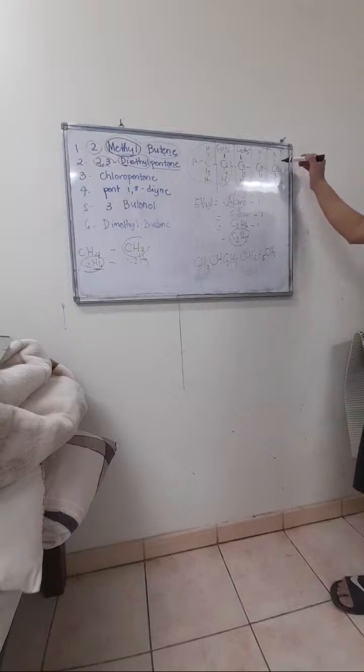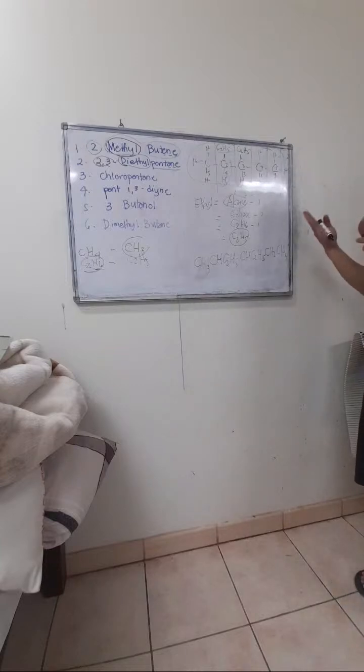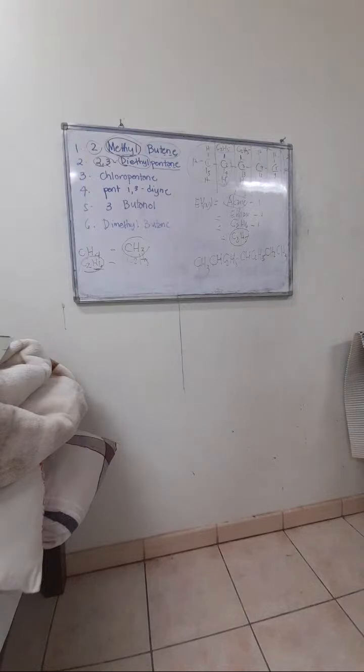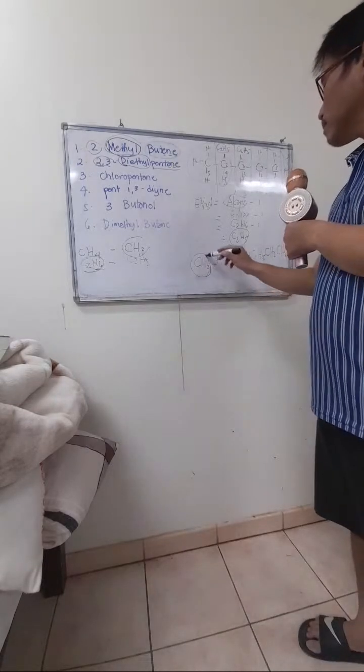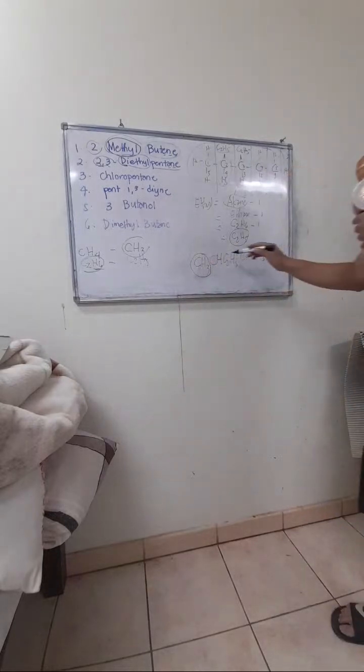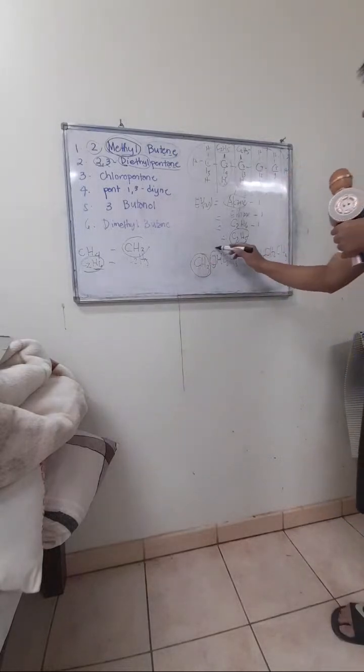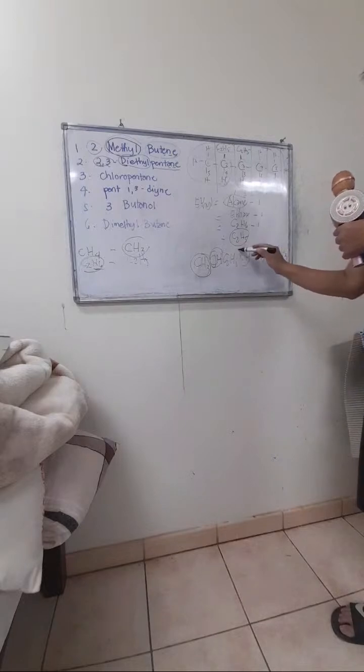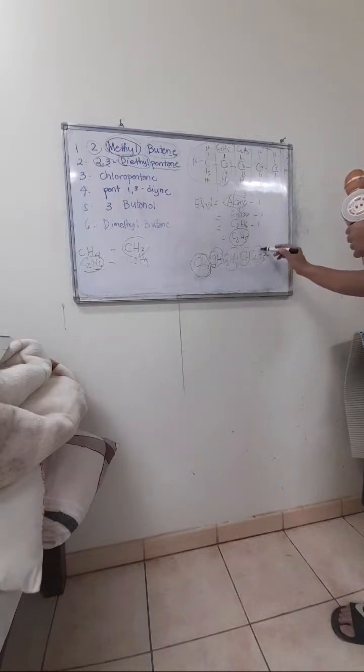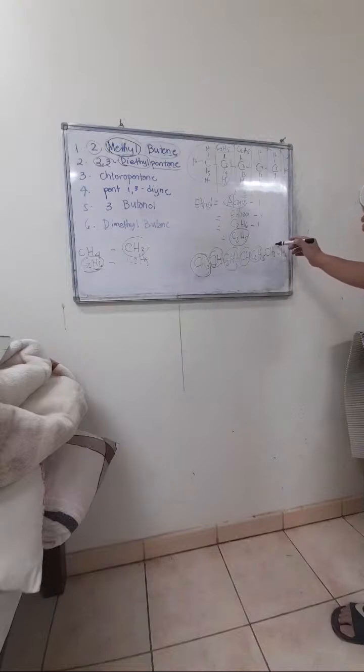Compartment number 5, CH, how many H? 1, 2, 3. Now count the common of each compound. So we have the common CH3, no? We have common carbon, CH, C2H5, and CH3 common. CH2 is not common in this case. We don't have another CH2 here.